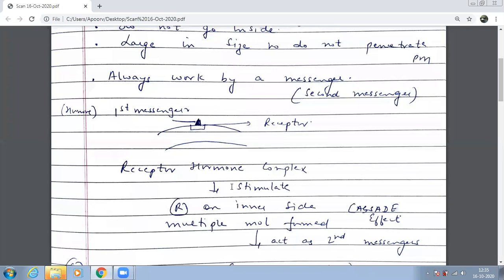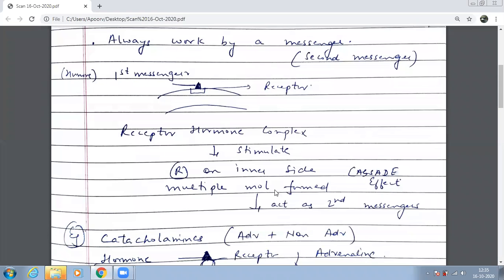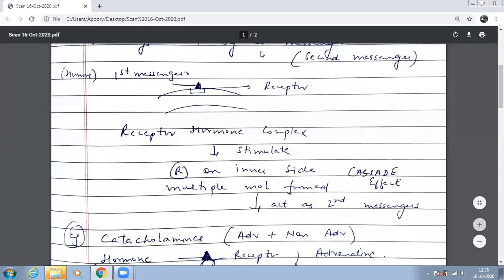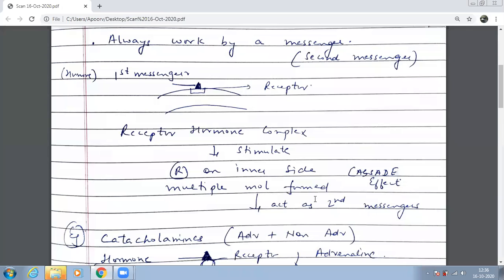This receptor hormone complex will stimulate some reactions on the inner side, and because of these reactions, multiple molecules will be formed. These molecules are going to act as second messengers. So the first messenger is your hormone, which binds to the receptor and forms a complex. This complex stimulates certain reactions, and a molecule is formed that acts as a second messenger. So how many messengers are involved? 2. Yes, two messengers are involved.